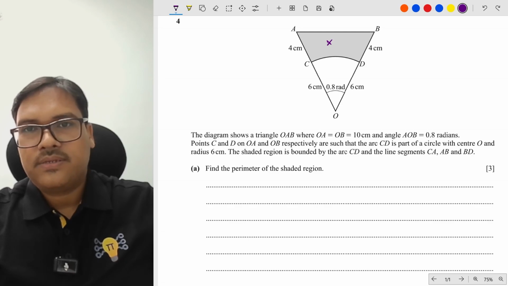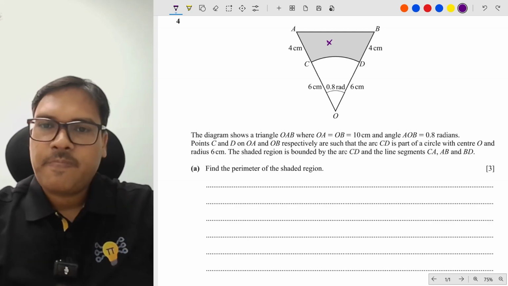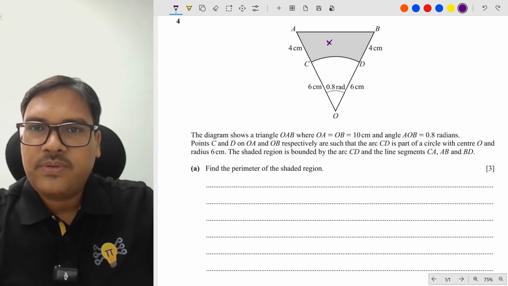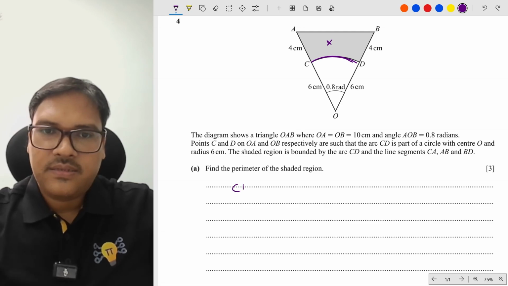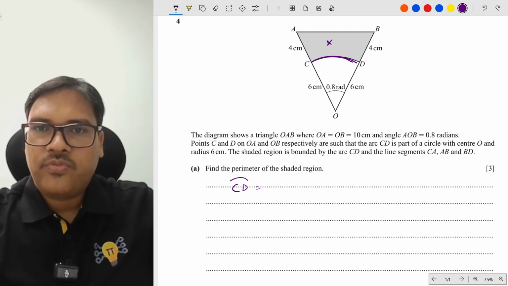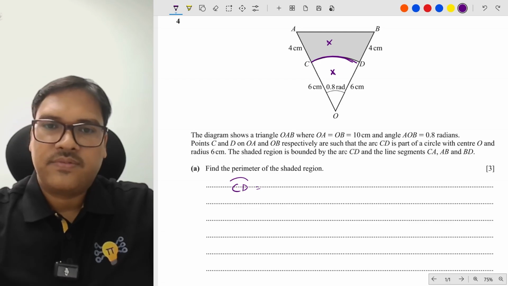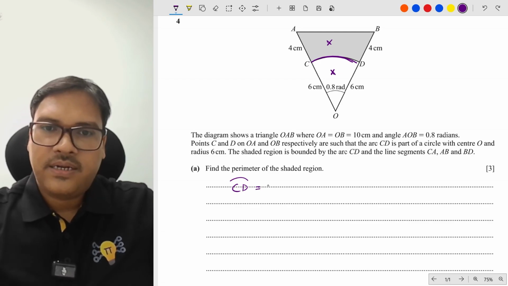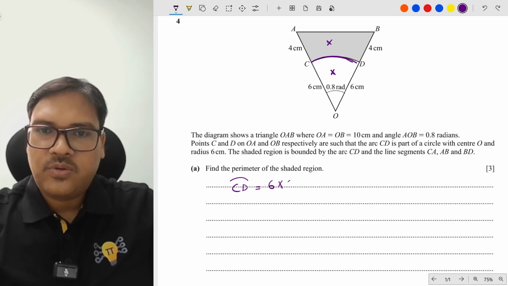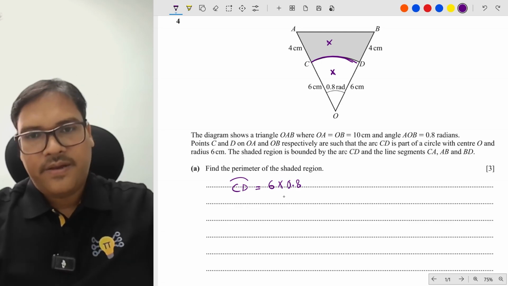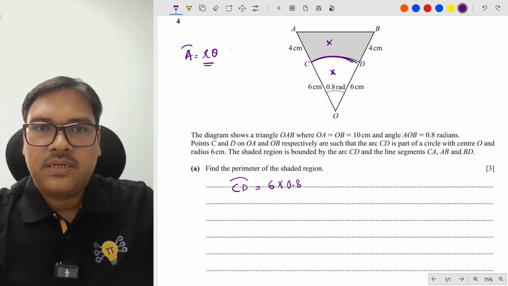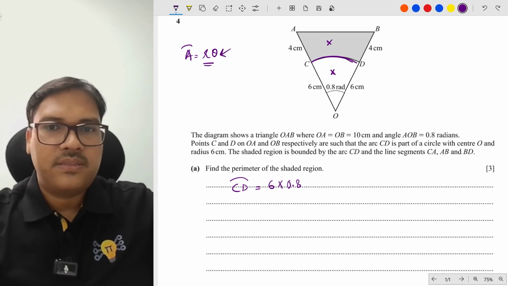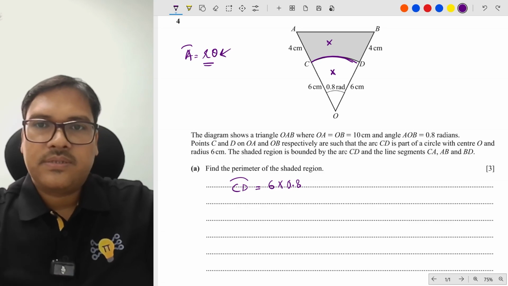So how will you find this perimeter? So just think about it. First thing is, see, if you have to find the perimeter, we need length CD, and you can easily find length CD. This is arc length CD. From this sector you can find the arc length, which is r theta. What is r? Radius of this is 6 and theta is 0.8 radians, right? Arc length is equal to r theta, where theta is in radians. Okay, so this is already given in radians. Okay, now this is CD.